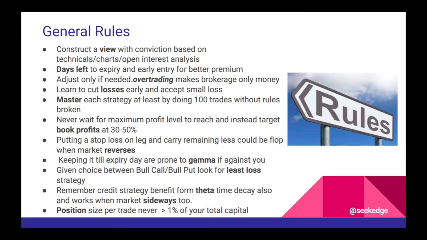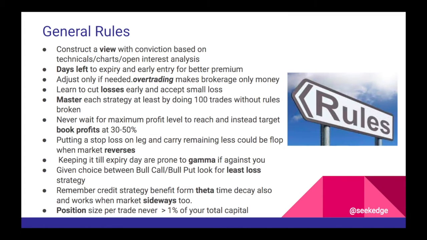Now, on mastering every strategy: these are two strategies that you have learned here. You have to master them by doing at least 100 trades without breaking the rules. Only then should you think of switching, because every strategy will work if you take it based on a view and a set of rules, and do it consistently over a period of time. It will start working. Otherwise there's no point in switching again. With overtrading, the only benefit is for the brokers and not for us, right?